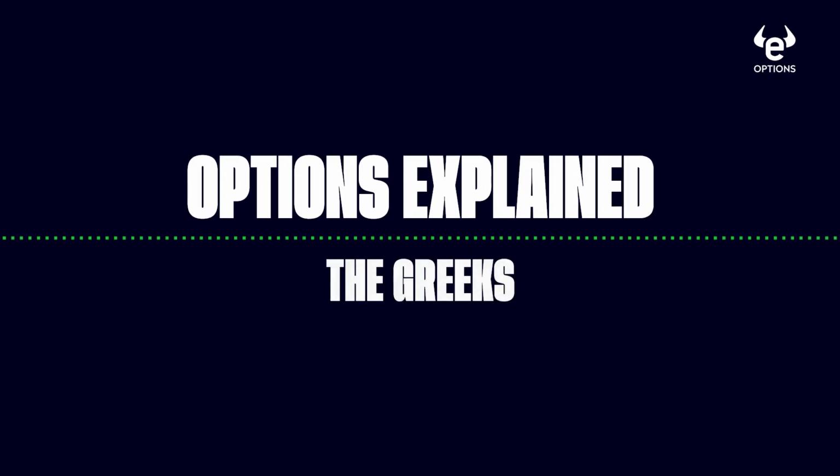Options are complicated enough as it is. That they contain literal Greek is, well, intimidating. But actually, while the Greeks do consist of unique characters, what they represent is pretty straightforward. And understanding the Greeks will give you a much more clear picture of how your option's price will change, its volatility, how time will affect its value, and more. So let's get into it.